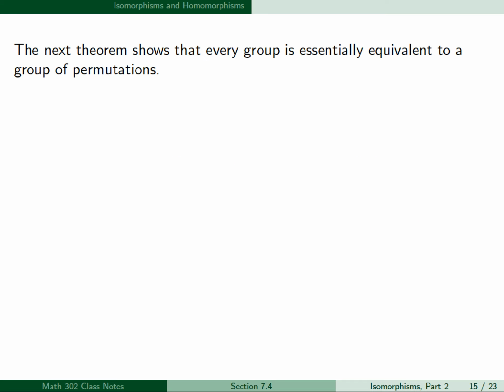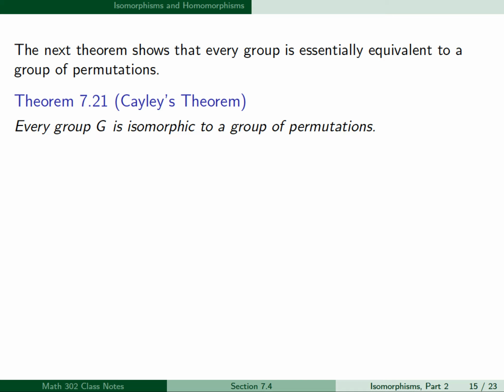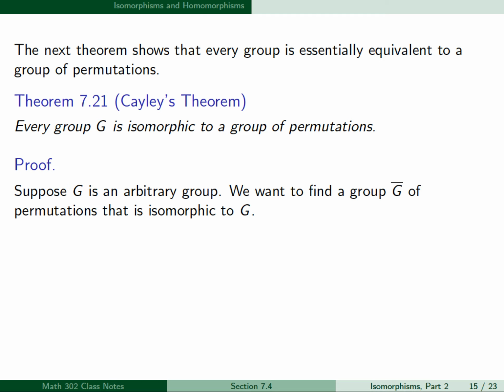The next theorem shows that every group is essentially equivalent to a group of permutations. This is theorem 7.21, which is called Cayley's theorem. It tells us that every group G is isomorphic to a group of permutations. To prove this, we suppose G is an arbitrary group, and we want to find a group, we'll call it G bar, of permutations that is isomorphic to G. To do this, we'll use G to construct the group G bar.